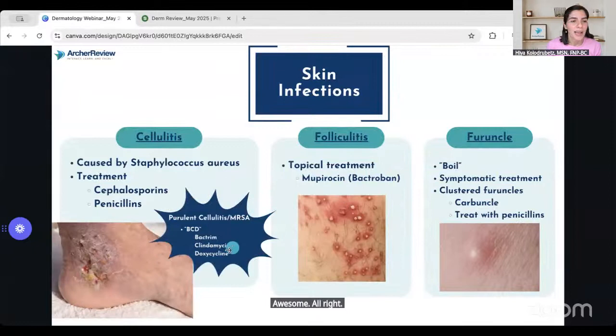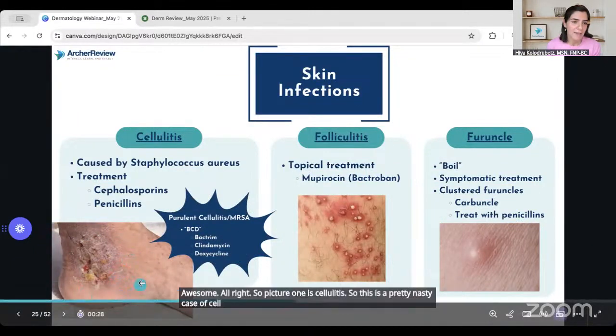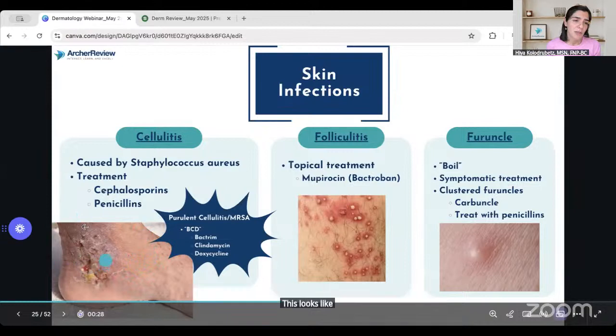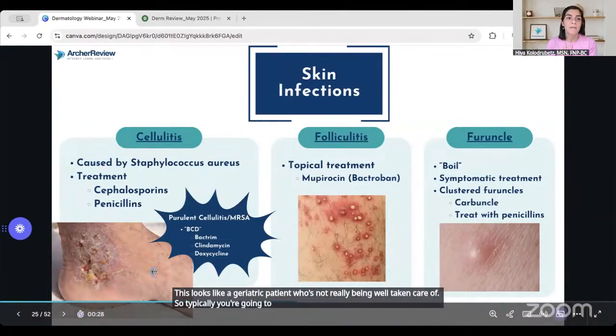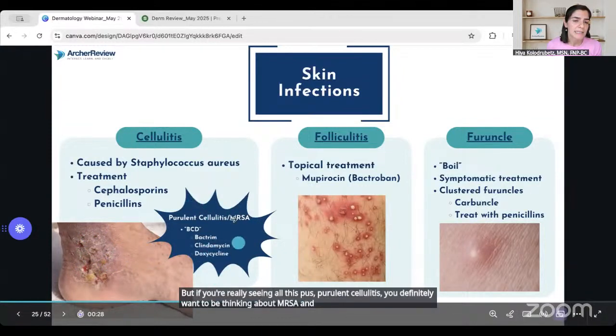So picture 1 is cellulitis. This is a pretty nasty case of cellulitis. I've never had cases this bad, which is really great. I think this is definitely an inpatient kind of thing. If you're really seeing all that breakdown, this looks like a geriatric patient who's not really being well taken care of. So typically you're going to see that bright red, painful skin with cellulitis. But if you're really seeing all this pus, purulent cellulitis, you definitely want to be thinking about MRSA and hitting it with those BCD, so Bactrim, clindamycin, or doxycycline.